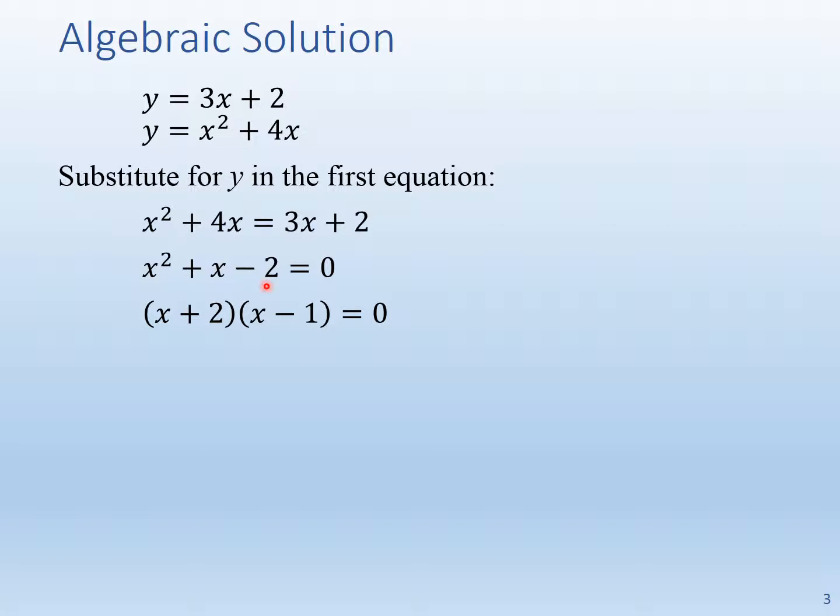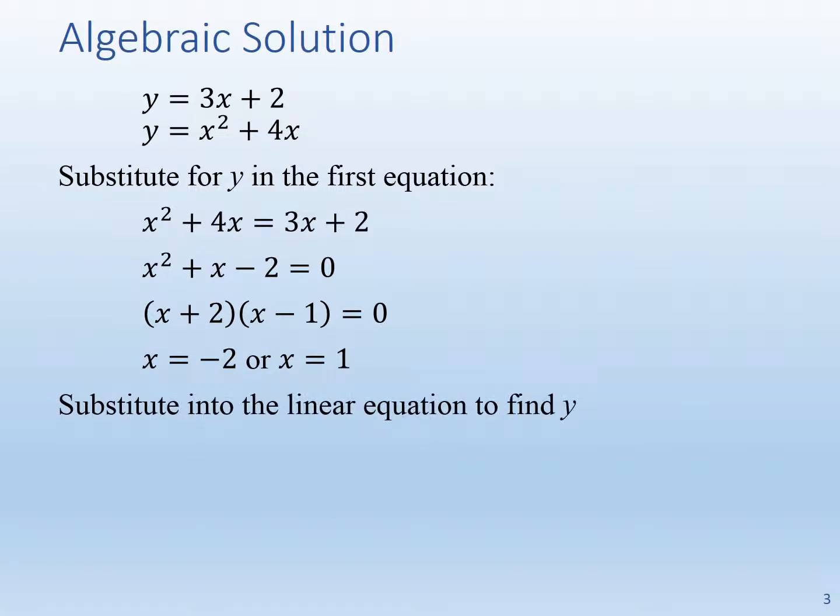So we're really looking for the factors of minus 2 that add up to 1. So that'll give us an x times minus 1 is minus x, plus 2x will give us a 1x. And the 2 times minus 1 is minus 2. So our solutions there are x equals minus 2 or x equals 1.